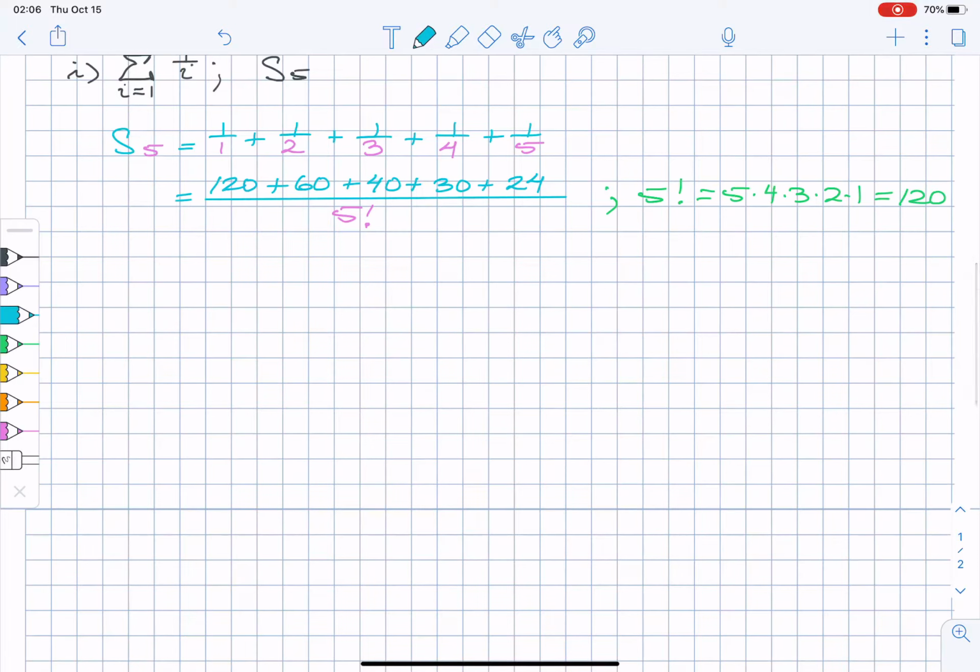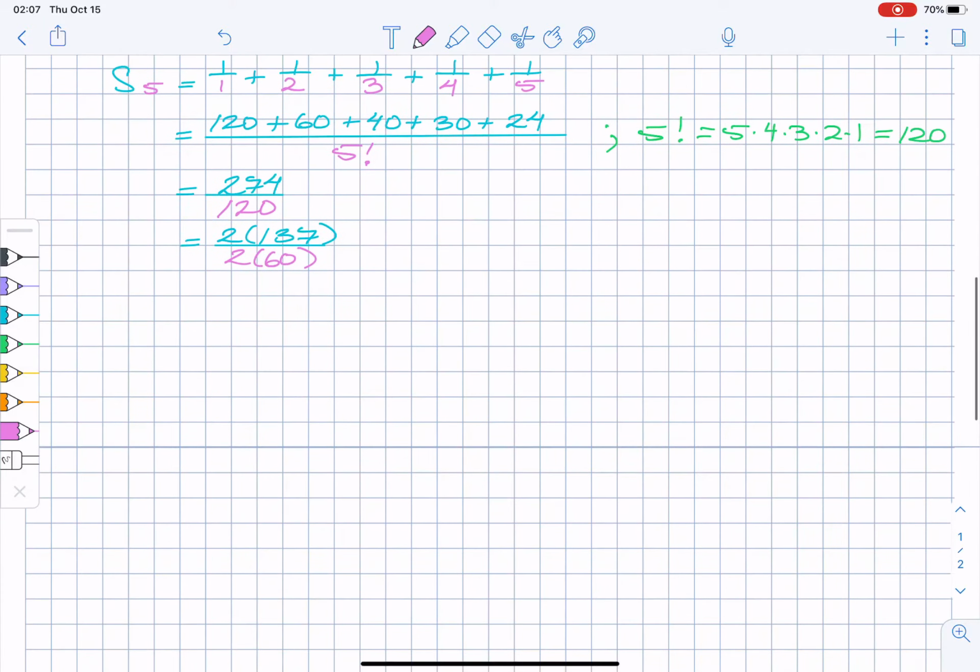So what do we have here? We have 120 plus 60 plus 40. That's 100, so that's 220. Plus 30 is 250. So I claim we have 274 divided by 120. Well, each of those is even. So let's see if I can at least reduce a 2. So this will be 2 times 137 divided by 2 times 60.